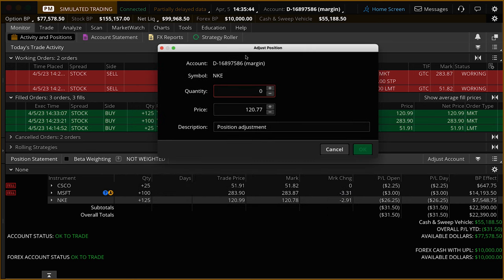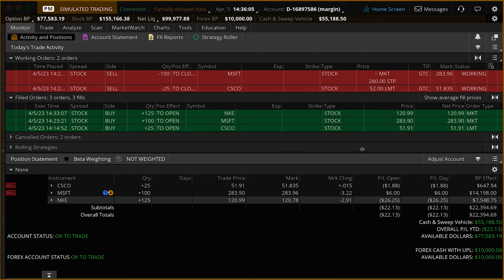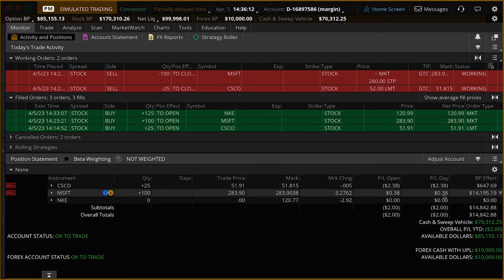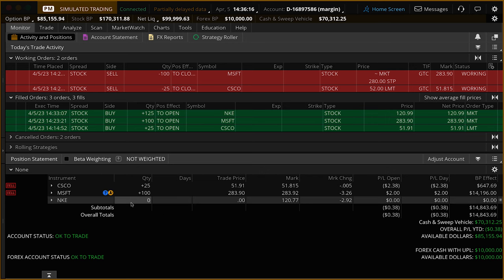Now I accidentally bought 125 shares, and so what I want to do is do the opposite quantity in a negative value, so minus 125, and just for my sake here, I want to do it as if I sold them at the exact same price. I bought that at $120.99, so I'm going to put the same price in there, come down here, click OK, and what you'll notice is I now have zero position in Nike, same trade price, profit and loss day, and open are both zero.